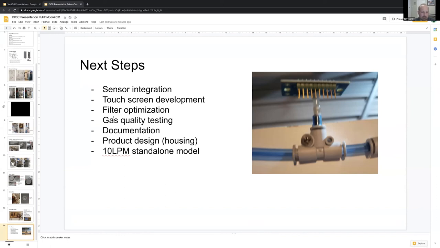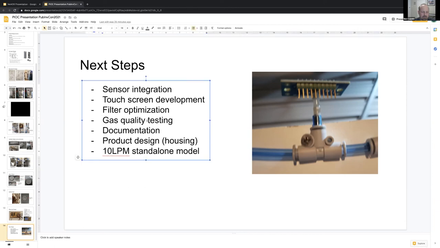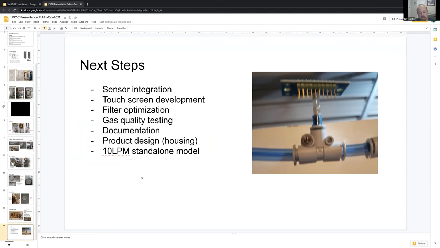So one of the biggest milestones is really going to be the gas quality testing. And using tools like the VentMon, if we can then be sure that the gas quality is quite reasonable, then we can look at things like gas chromatography and lab testing. But we don't want to be spending too much money on that right now, which is why we're developing some of these lower cost tooling. And then in the future, we'd be looking at product designing and possibly a standalone model, which would integrate a compressor into the design.